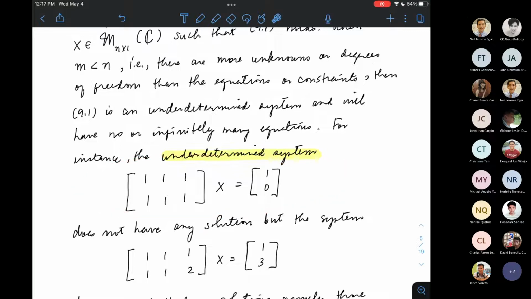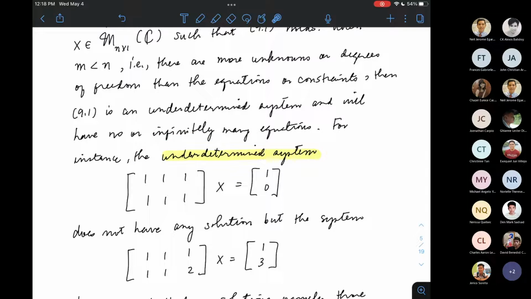This is an underdetermined system. Kasi meron ka lang dalawang equations, because remember in a coefficient matrix, the number of rows represents the number of equations in your system, and the number of columns refer to the number of variables in the problem, or the number of degrees of freedom. So here we have two constraints or two equations, but we have 3 degrees of freedom. Mas marami kang freedom kaysa sa constraint, so underdetermined to. Kulang yung mga rules to get a unique solution.